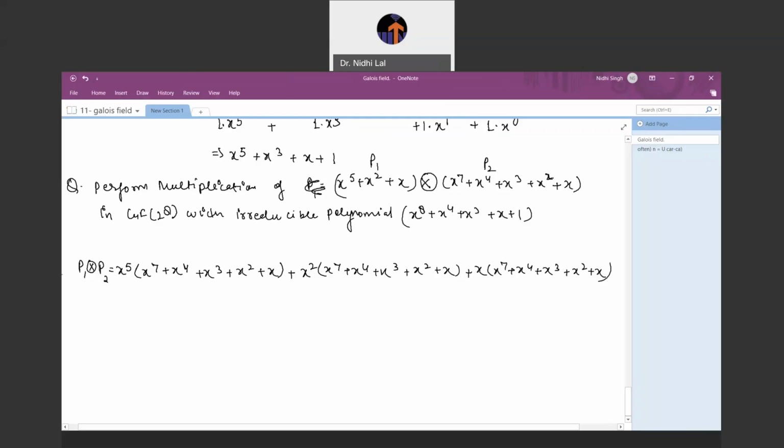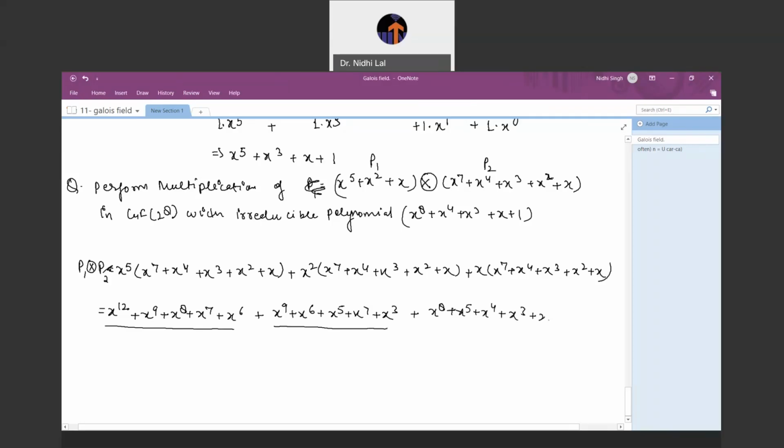There is no other way, you have to do the multiplication. So x to the power 12, x to the power 9, 8, 7 and 6. I'm underlining this so that if I make a mistake, I can identify it easily. So 9, 6, x to the power 5, x to the power 4 and x3. So this is the second term. Another one is x to the power 8, 5, x4, x3 and x squared.